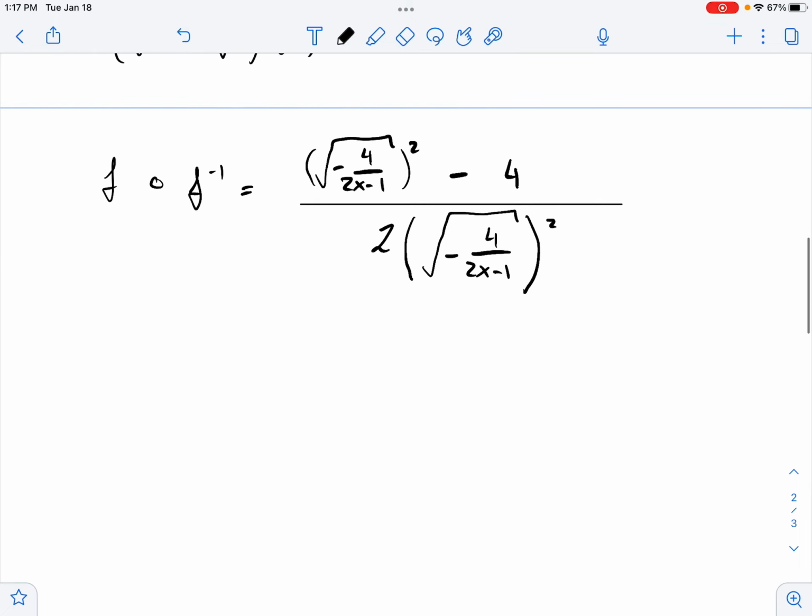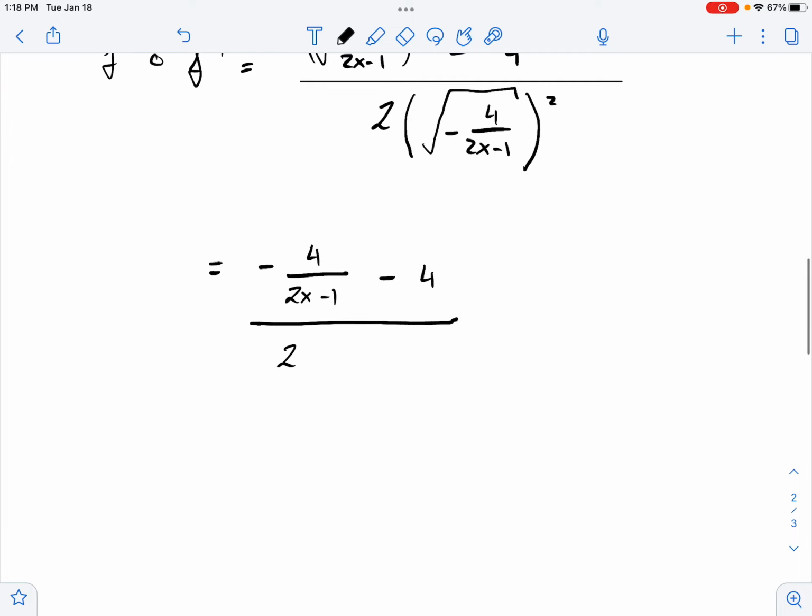All right, so working this out, I have the square root squared, and those are inverse operations, so I'm going to be left with negative 4 over 2x minus 1 minus 4 all over 2 times, again, this will be negative 4 over 2x minus 1. Again, my square root and my square will cancel, inverse operations. Close this parentheses, and I will multiply above and below by 2x minus 1, just to get rid of my fraction in my numerator and my denominator.